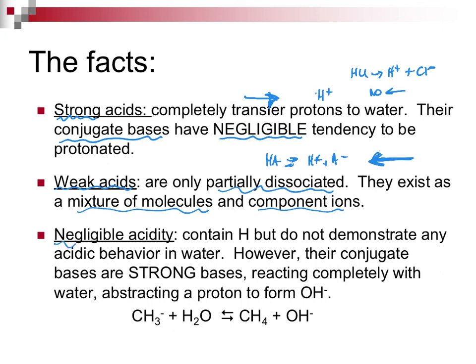The other fact is some materials will have no acidity whatsoever. They might contain an H, something like CH4, but they don't demonstrate any acidic behavior in water. If you make their conjugate base, if I say CH4 and we take away a proton and get CH3-, that reaction will react completely. I should not have a double-headed arrow. I should just have a single arrow to regenerate the methane and produce a hydroxide ion. It's a tough section. Spend some time here, ask some questions.